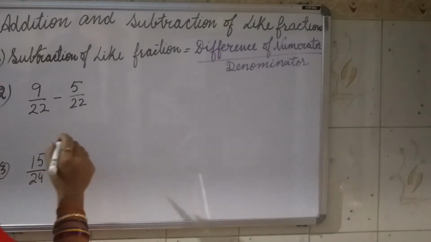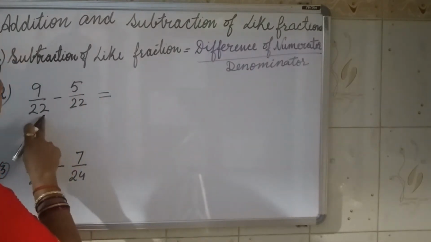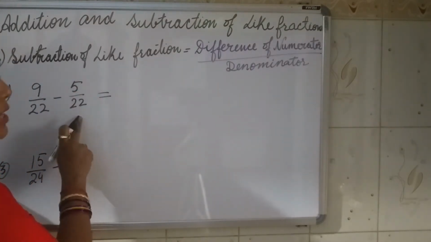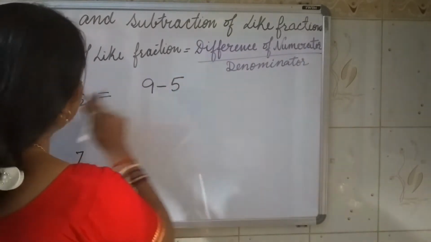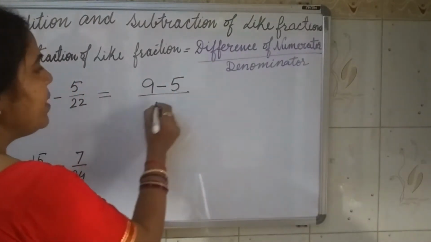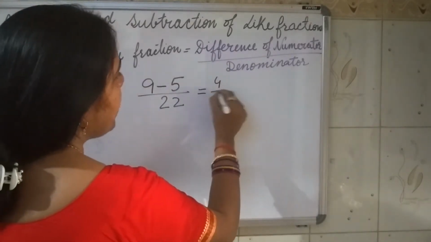Now I will explain in a better way. The second example is 9 upon 22 minus 5 upon 22. So we take the difference of the numerators, 9 minus 5 upon 22. 9 minus 5 is 4, and 22.